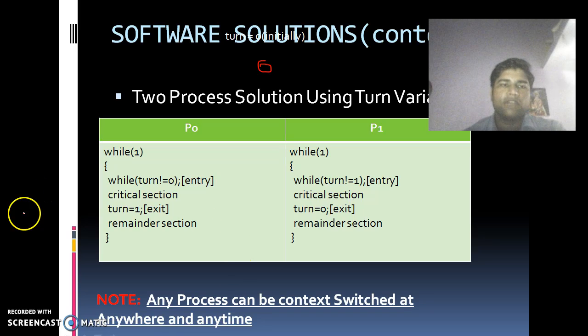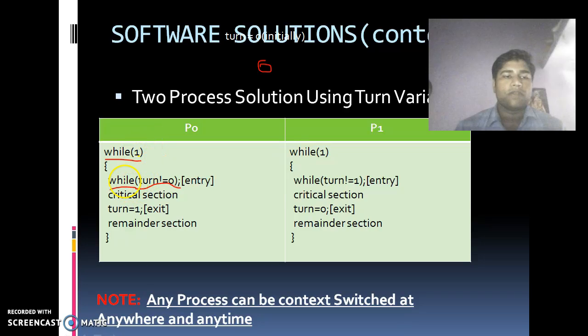Okay, now let me start. What will happen? Firstly, initially turn is 0. This while 1 is a true loop. Now while 1 it goes there. Now see this line: while turn is not equal to 0, semicolon. This is an empty loop. There is nothing in the body, there is nothing after that loop.